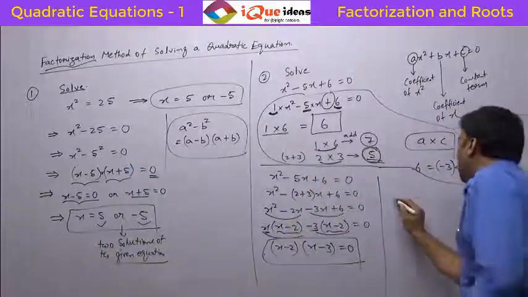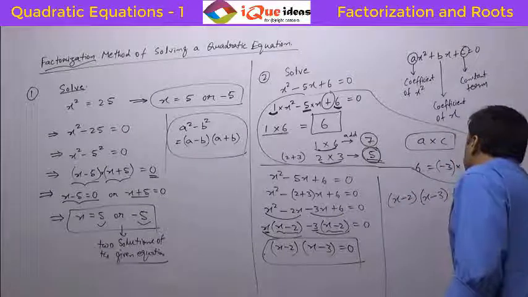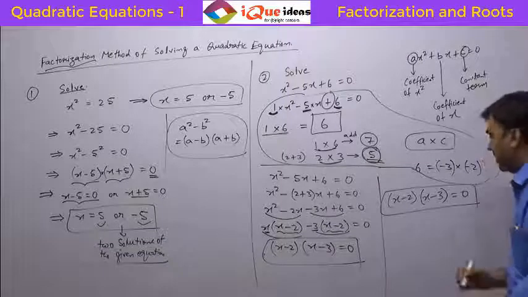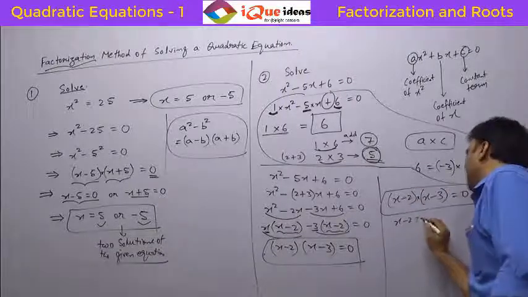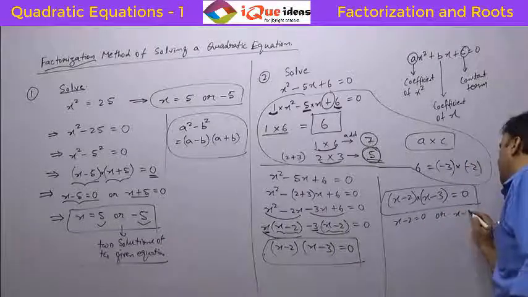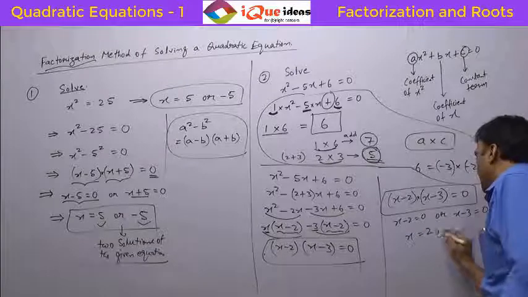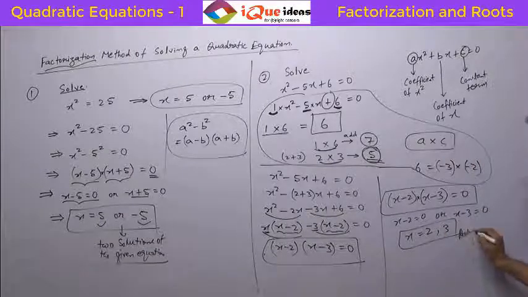So now we have two 1 degree terms. See, the whole purpose of factorization is to get all terms in 1 degree, so that, because the product is 0, individually we can equate them to 0. And we can get our required values of x. So from the first one, x is equal to 2, and the second one, x equal to 3. So the solutions are x equal to 2 and 3 for this particular equation.